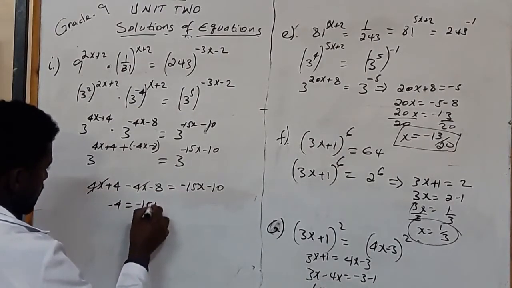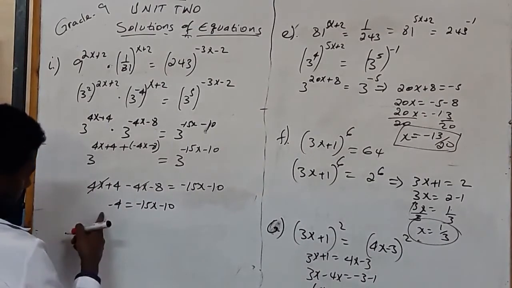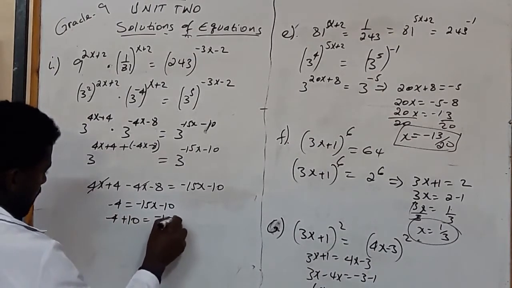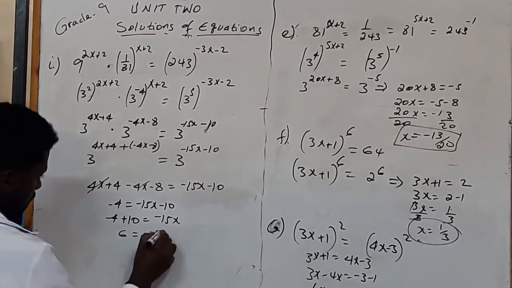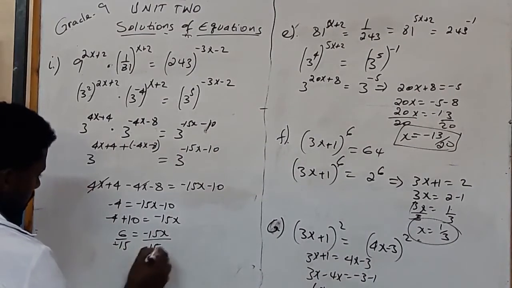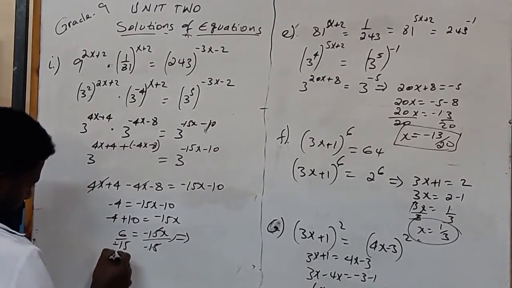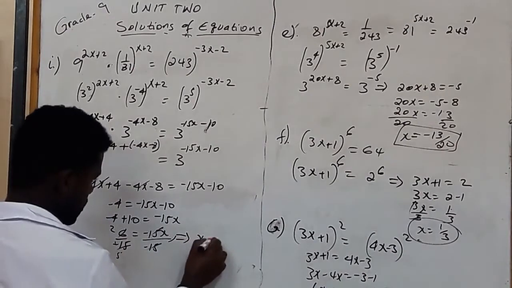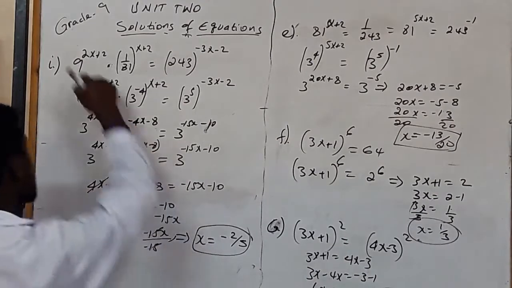Now bring 10 to the left side, because there is a similar number. Negative 4 plus 10 is equal to negative 15x. So negative 4 plus 10 is 6, is equal to negative 15x. Now dividing both sides by what? Negative 15 by negative 15. So this means it's cancelled, and 6 over negative 15, dividing by 3, is 2 over 5. So x is equal to negative 2 over 5 is the final answer.